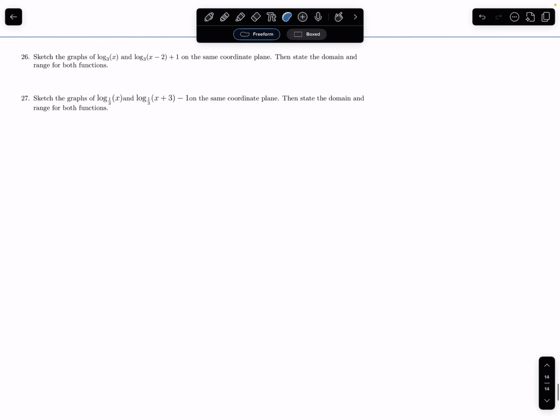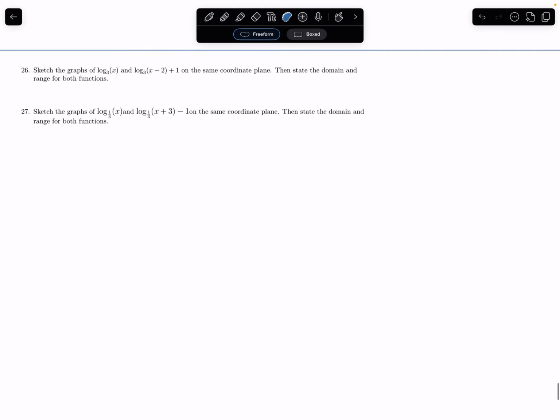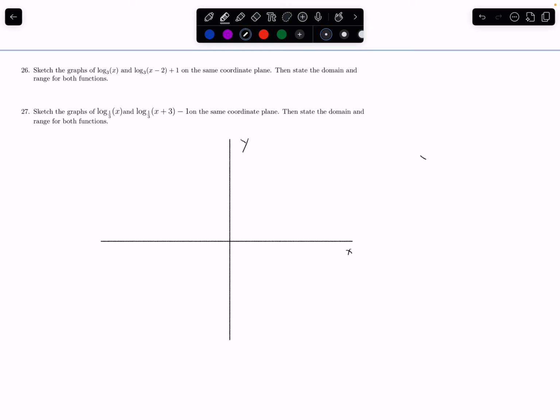Okay, 26. Sketch the graphs of log base 3 of x and log base 3 of x minus 2 plus 1 on the same coordinate plane. Then state the domain and range for both functions. All right. For these, I like to make a little table. Last time I kind of did the table in my head because to me exponentials are so easy, but really I guess best practice is probably to actually write it out. And for logs, I think that's especially true. So let's write it out.